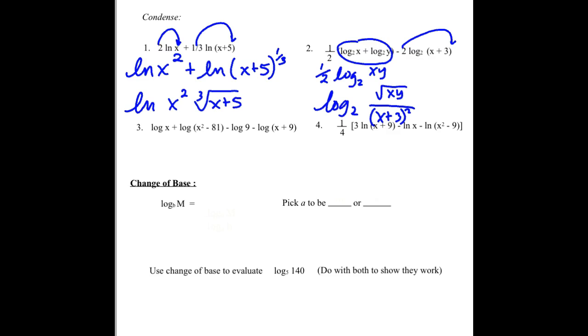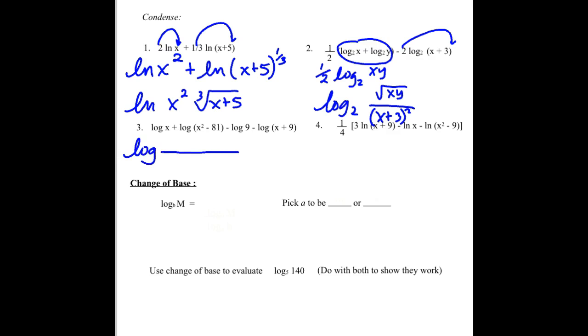Yes? Okay. All right, question 3. We have a lot of pieces. Do we have any powers that have to be put back? Any numbers in front? No. So let's go ahead and condense. If it's plus, it goes back to multiplication. If it's minus, it goes to division. Do we have any minus signs? Yes. So we know right off the bat that we are going to have division.